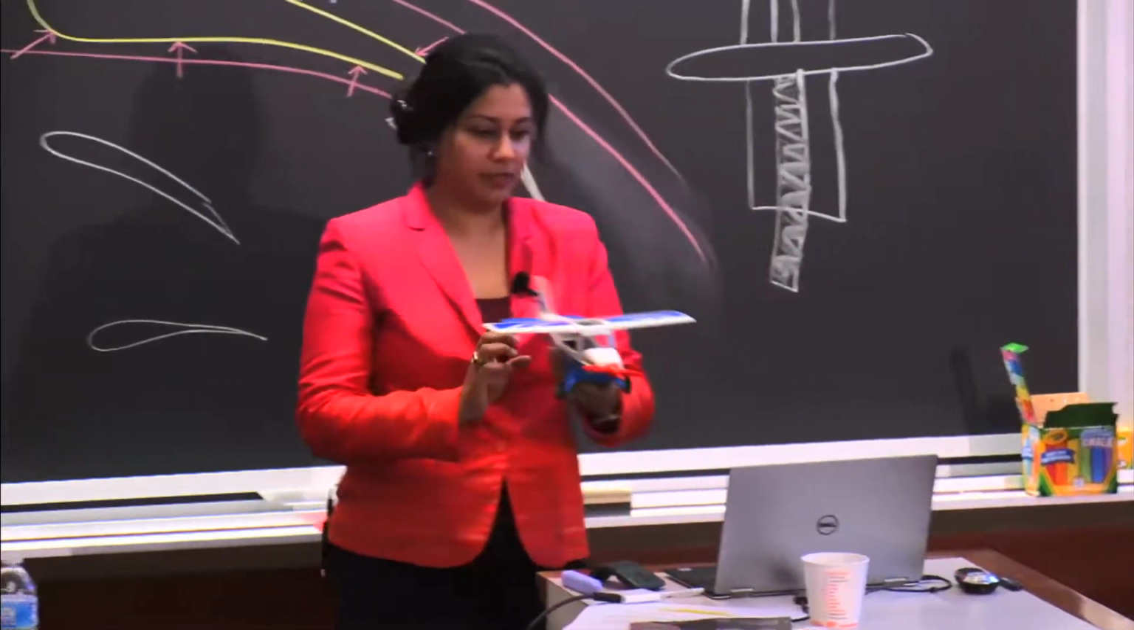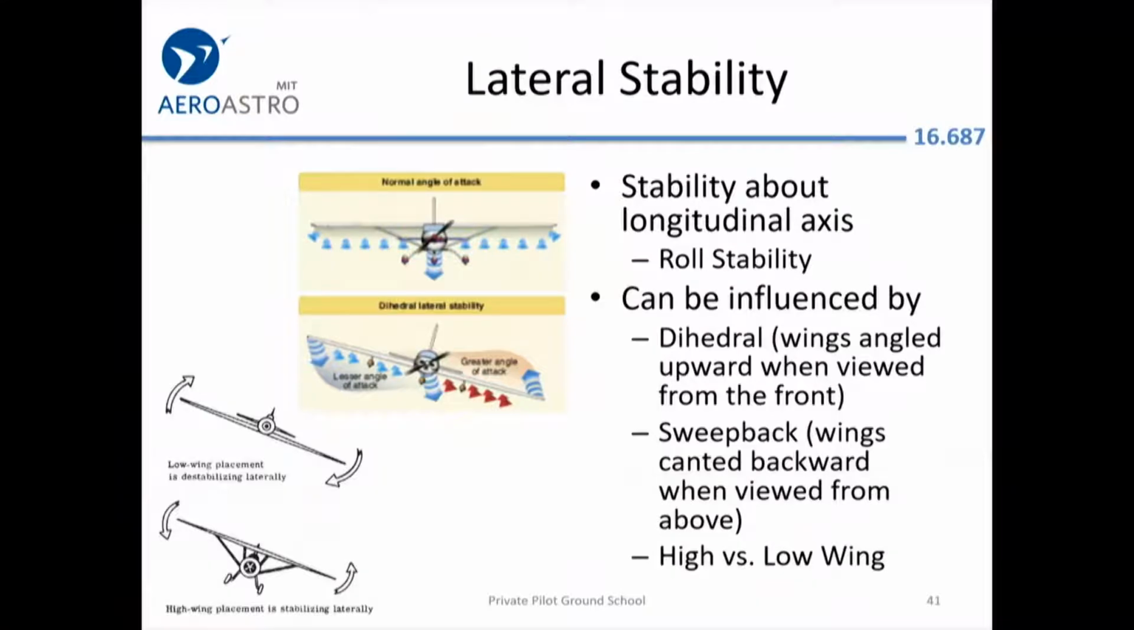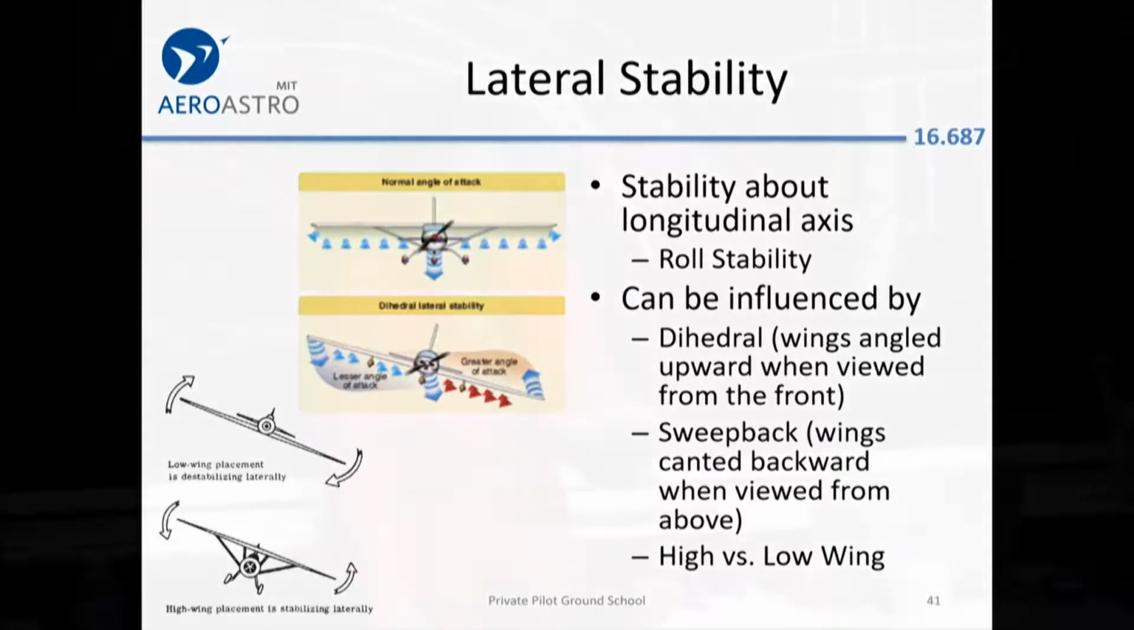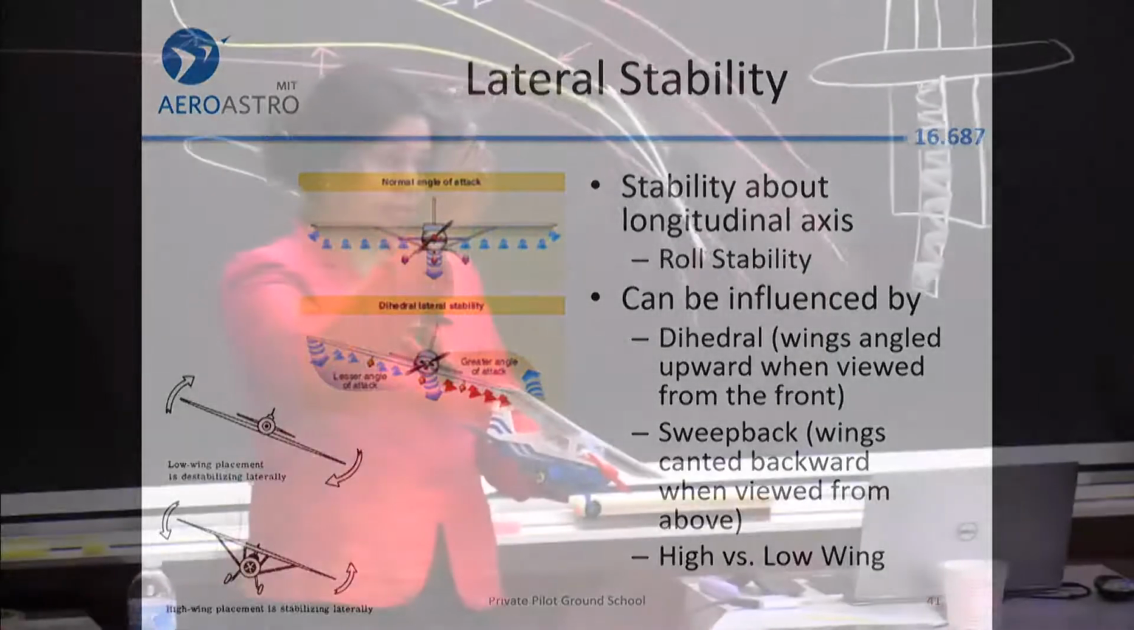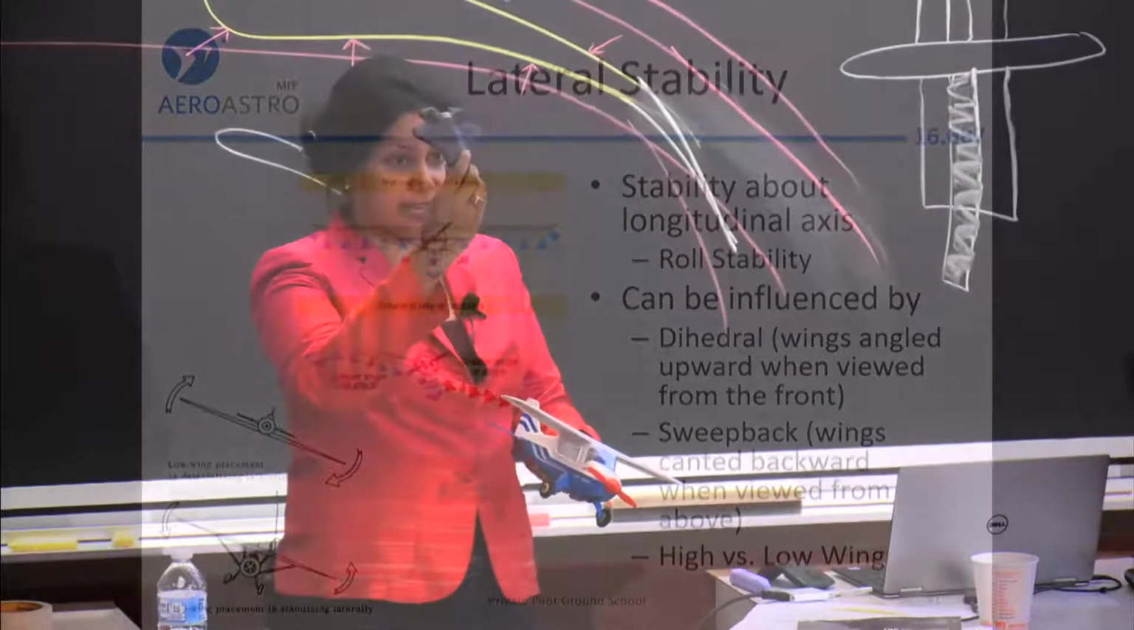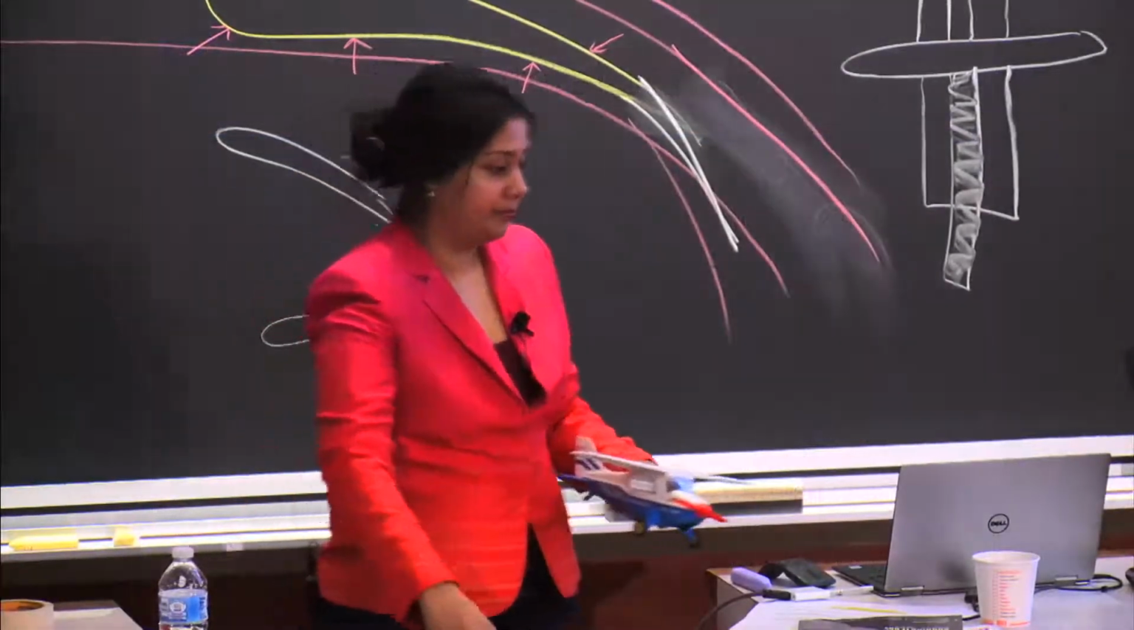And then similarly, you can talk about the stability in the lateral direction, in the roll direction, and some of these things, like swept back wings, like you see on a jet, can affect that type of stability.